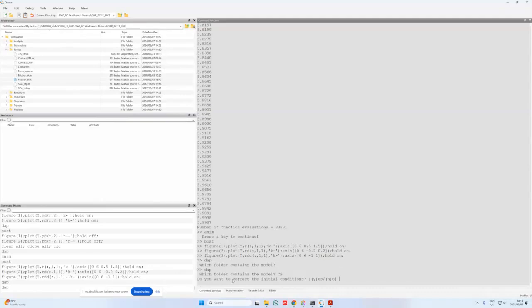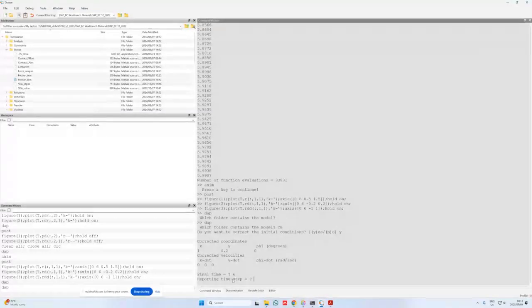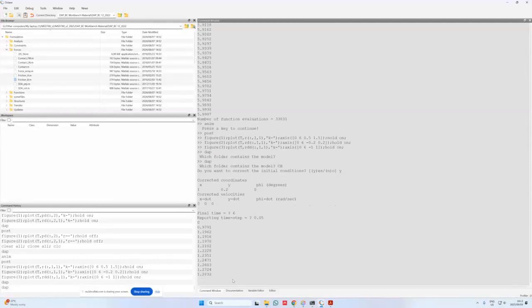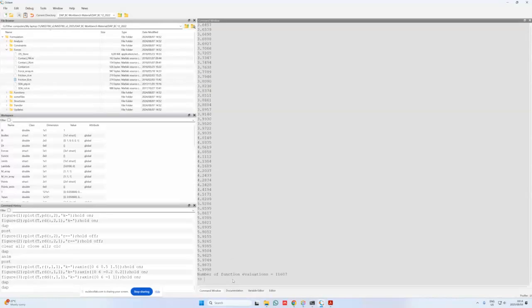It's the conveyor belt. I want to correct the initial conditions, use a final time of 6 seconds, and a reporting time step of, I think it was previously 0.05 seconds, if I'm not mistaken. Okay, so just also take note that the previous function evaluations was about 33,800. In the case of friction model B, we're going to see what the effect is. In this case, we now get 11,600 function evaluations. So it requires about 3 times fewer function evaluations to run.